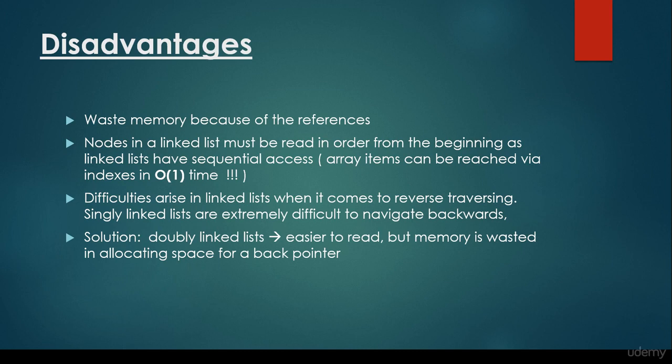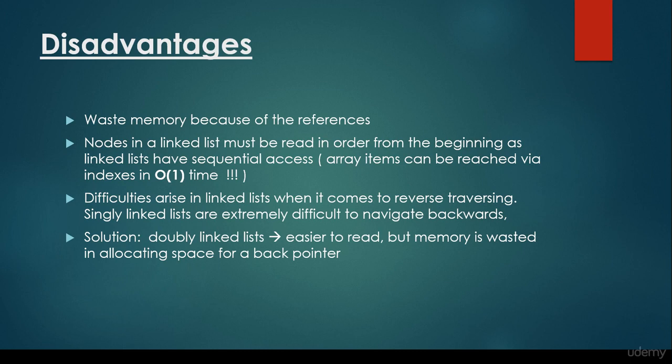Difficulties arise in linked lists when it comes to reverse traversing. So single linked lists are extremely difficult to navigate backwards, and the solution is the doubly linked lists, when basically we store a reference to the next node and we store a reference to the previous node. It is easier to read, but memory is wasted in allocating space for a back pointer.